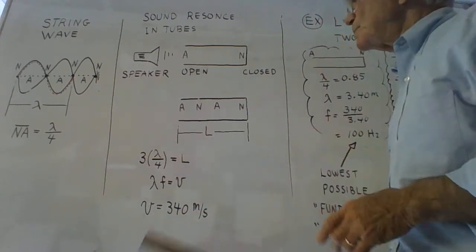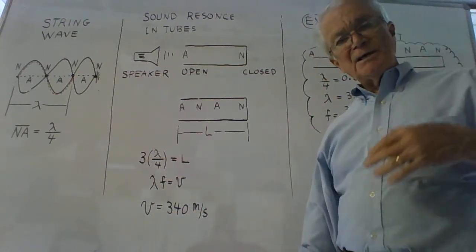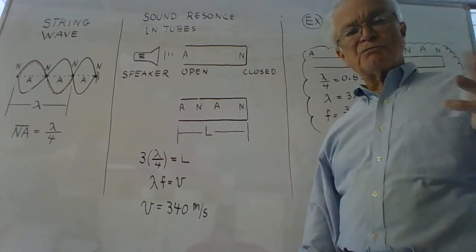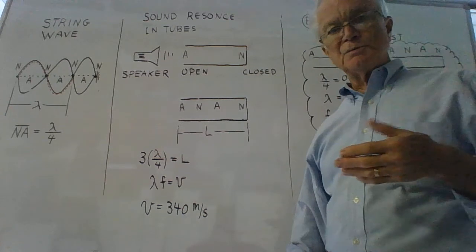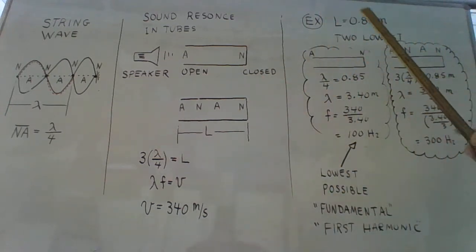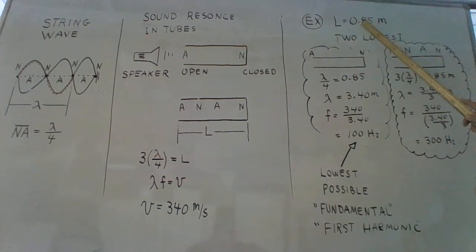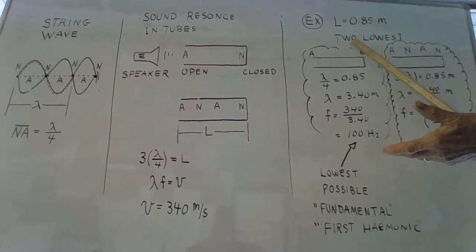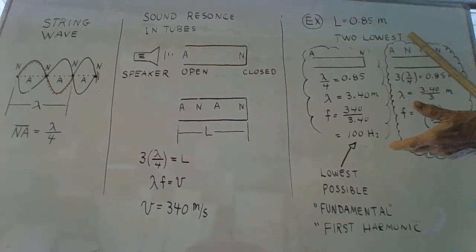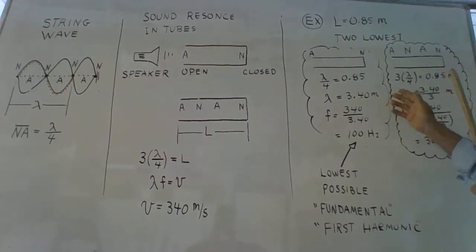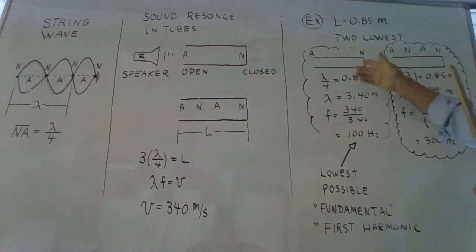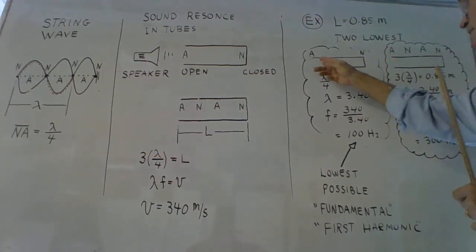Well, let's work a sample problem in which we calculate a couple of different resonant frequencies of a particular open-closed tube. My open-closed tube has a length of 0.85 meters. Our goal is to find the 2 lowest frequencies that will resonate. The 2 lowest frequencies will correspond to the 2 fewest number of letters that can label a tube.